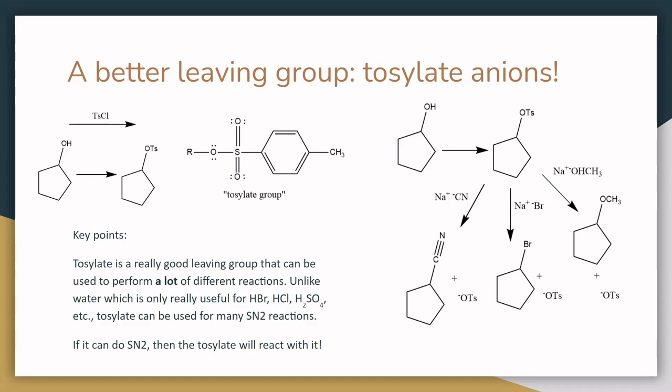And usually it's only useful for things such as HBr, HCl, or H2SO4. But with an OTs group, we can do a lot of different types of substitution reactions, specifically SN2 reactions. If we look over here, we can see that one OTs group can perform SN2 to either create a nitrile, like over here, an alkyl bromide, or even an ether. If we can do SN2, tosylate groups will react with it.